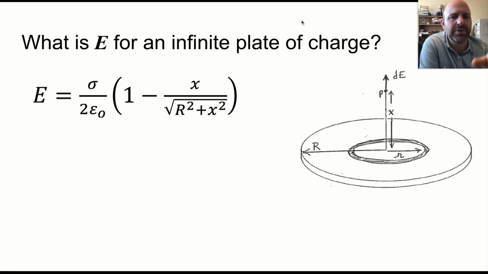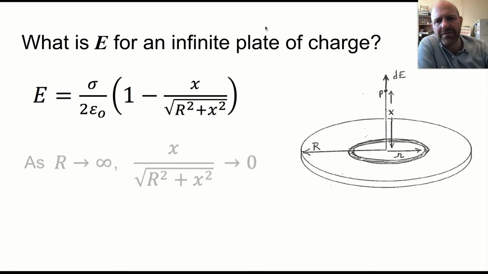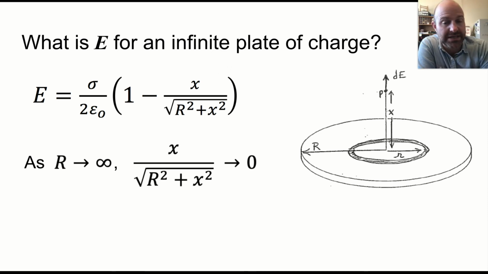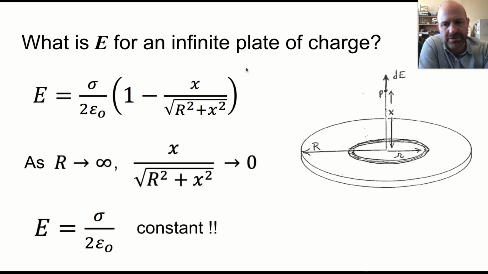So what if this plate of charge actually just kept growing and growing and growing and was so big that, or we were close enough to it, that it seemed to go on forever, that it was essentially infinite, which basically means that x was really, really small relative to capital R, or that R was really, really big with respect to x. Well, if that happens, then this whole term of x over the square root of r squared plus x squared just goes to 0. Because if r gets really big and x stays constant, that goes to 0. And this whole thing collapses down to electric field is sigma over 2 epsilon naught, which is a constant.